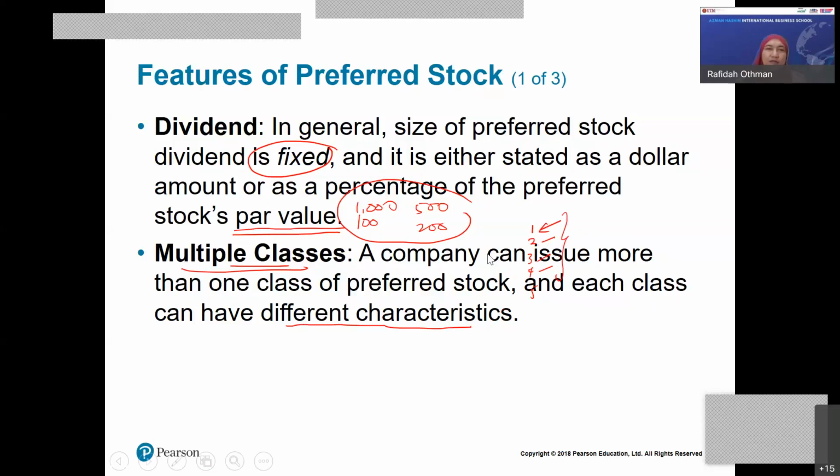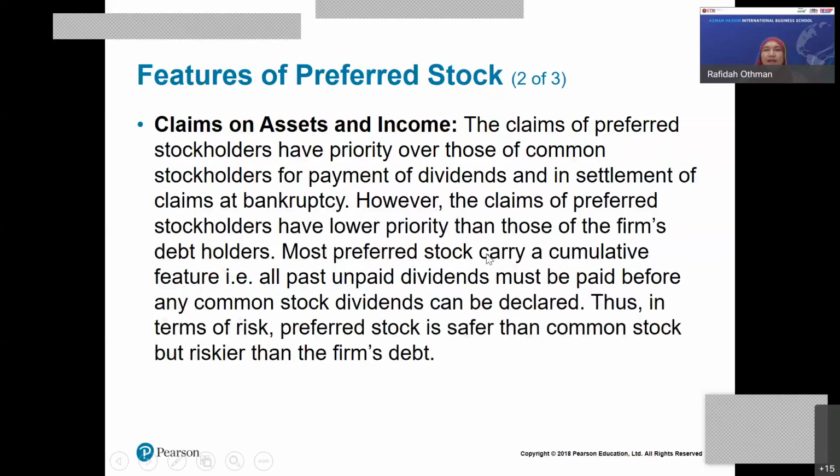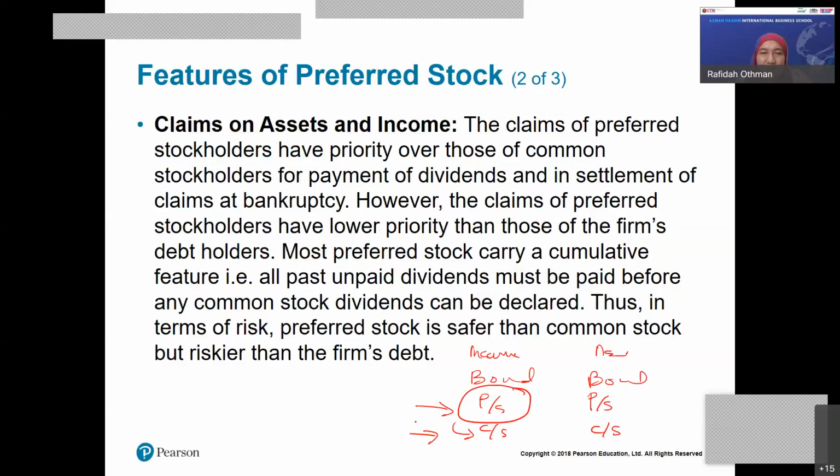Different characteristic. Okay, so let's see claim of asset and income. The claim of preferred stock has a priority over common stock. When we are looking at claim of income and asset, we know that bond is the first one, right? Preferred stock is second, and common stock is the last one. So we can see that it is superior to the common stockholder. Although we are talking about this as the residual, right? The residual can get more than what the bondholder and preferred stockholder receive.